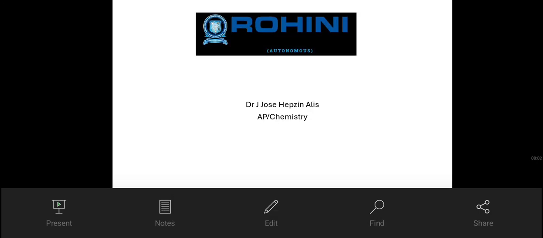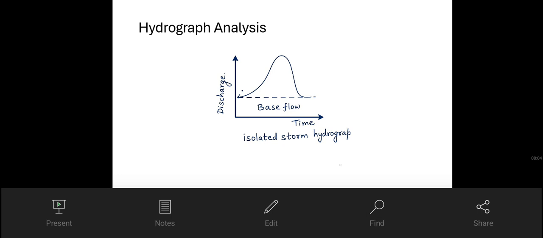I am going to teach you hydrograph analysis. A hydrograph is a graph showing a river's or channel's water flow rate, discharge, over time, plotting discharge on the y-axis against time on the x-axis. A hydrograph shows the time distribution for total runoff at the point of measurement.